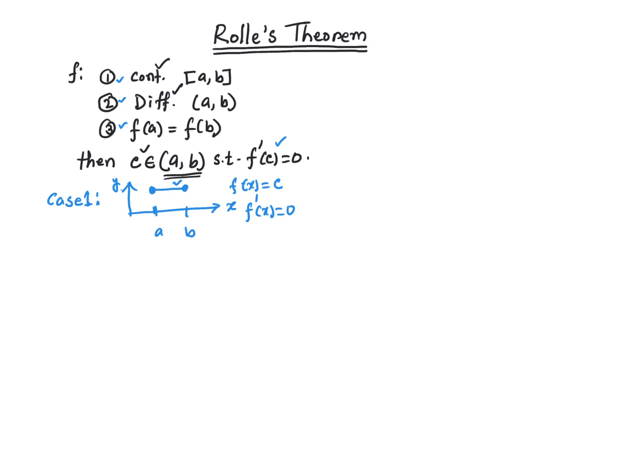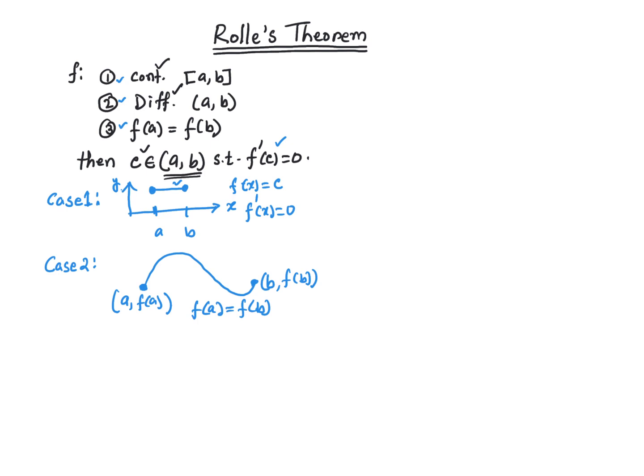Now, let's go ahead and consider case 2. So, let's say this is my point A, this is my point B, and the function moves something like this. I just made it up. So point A, f of A, and point B and f of B. Remember, according to the assumption, f of A is equal to f of B. This is very important to remember.